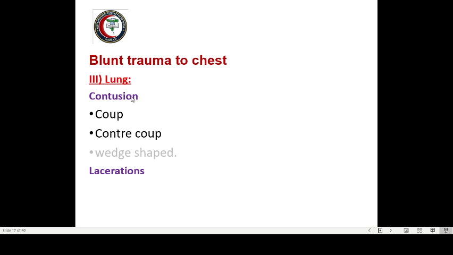Blunt trauma to the chest may also cause contusion of the lung and heart. This contusion may be coup or counter-coup. Coup means on the same side of the trauma. Counter-coup means on the opposite side to the trauma. So you have this year learned with us 3 organs which may suffer from coup and counter-coup injuries. These are the brain, the lungs, and the heart.